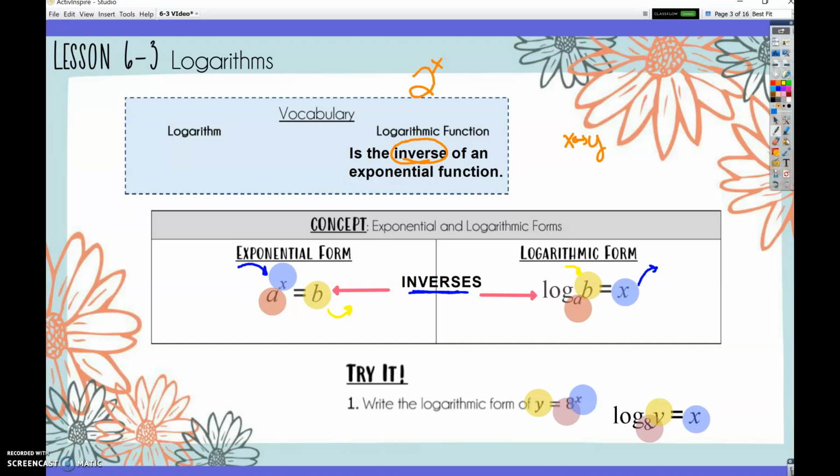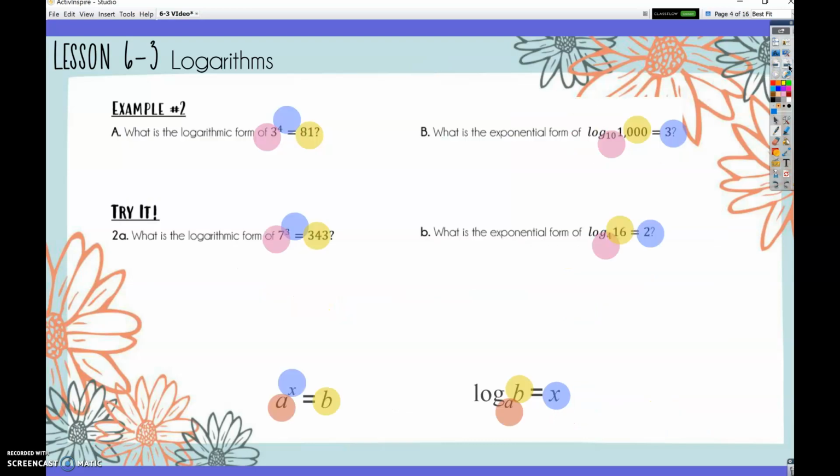So down here on the try it, it said rewrite y equals 8 to the power of x as a logarithmic function or equation. So our base, our red variable here, our 8, becomes our base in our logarithmic there. Our y, which was the output, is now our input, and the power of x on the exponential becomes the output of the logarithm form. The more you practice these, the easier they'll get, but they're super important to solving.